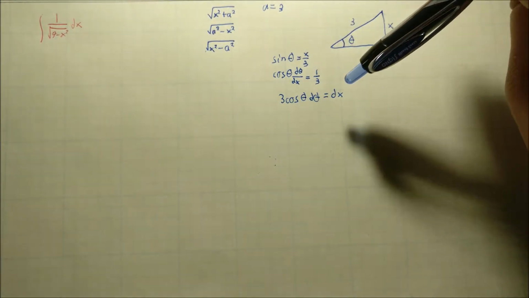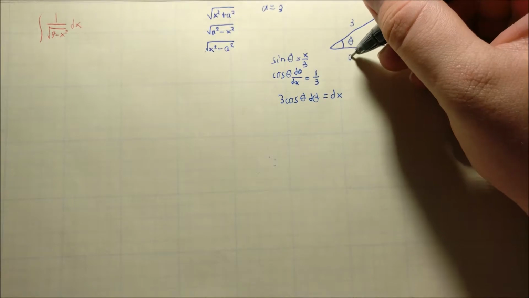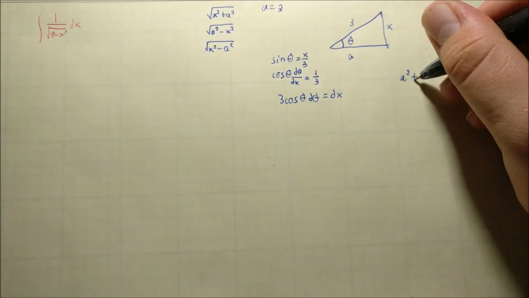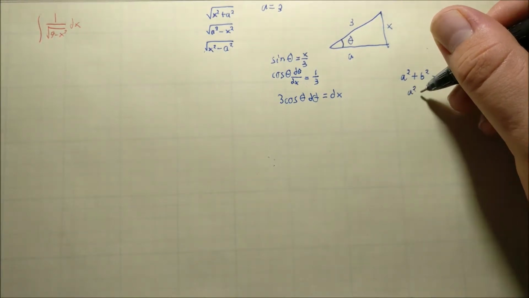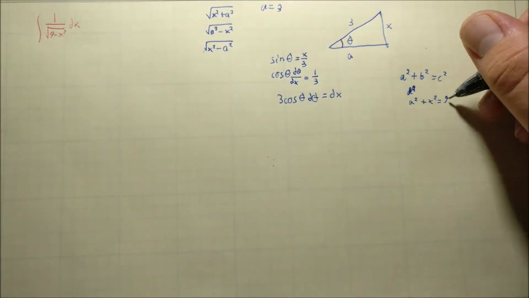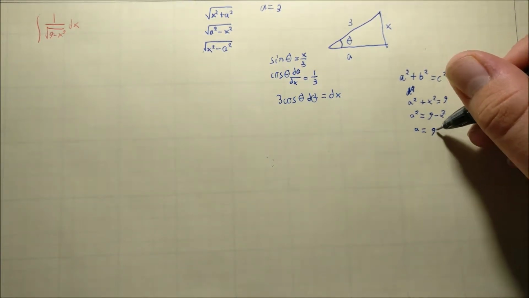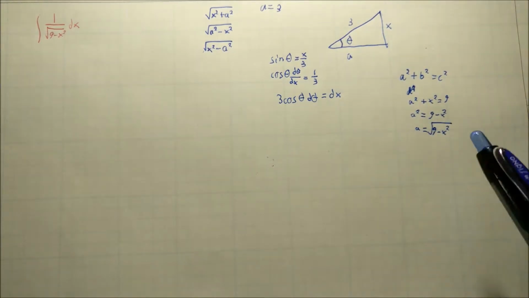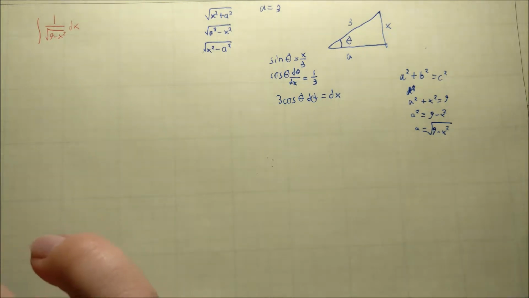So we're preparing for the substitution. The other thing we have to do is find the length of this side, a. So by Pythagorean theorem, a squared plus b squared equals c squared, a equals the square root of 9 minus x squared. So as you can see, this pops up here. That's how this is connected.